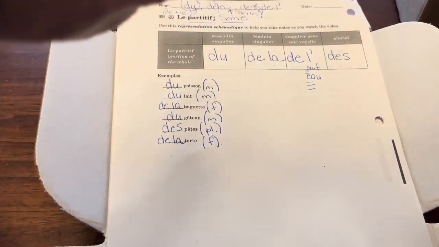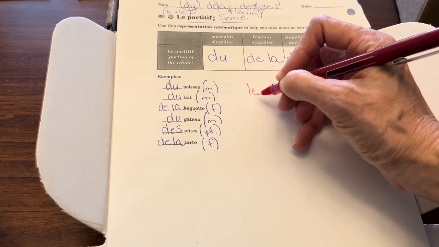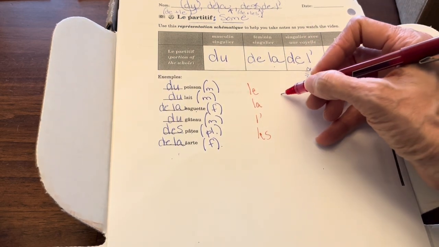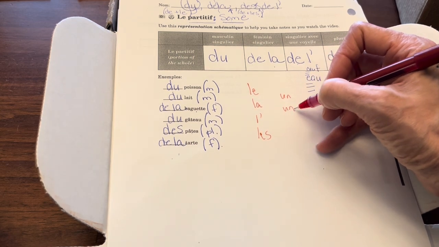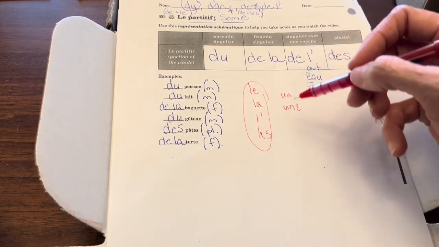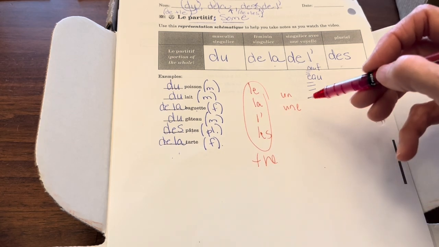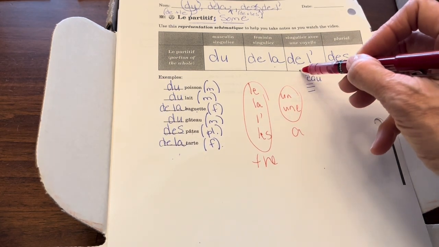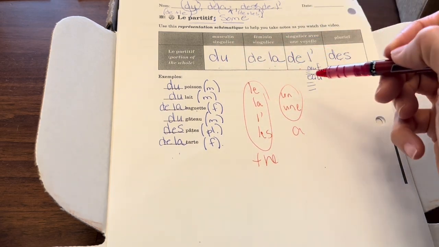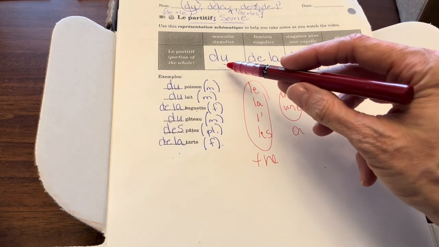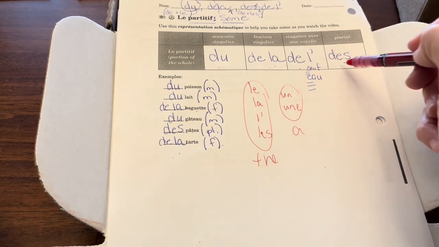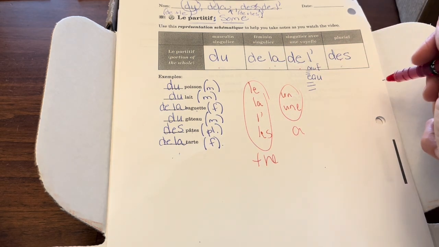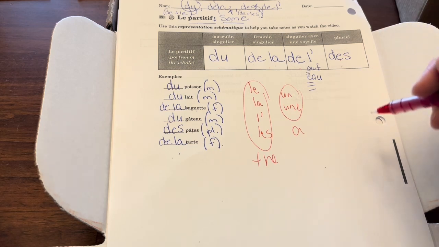You've learned, we've talked about le, la, l'apostrophe, and les. We've talked about un and une. So all these mean the. Both of these mean a. And de, de la, and du all mean some, okay? And the way you determine which one to pick has to do with gender and number of the noun that follows the some word. So hopefully you're seeing a pattern in French.